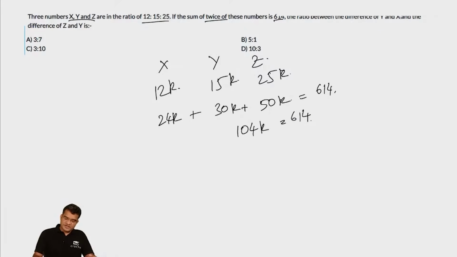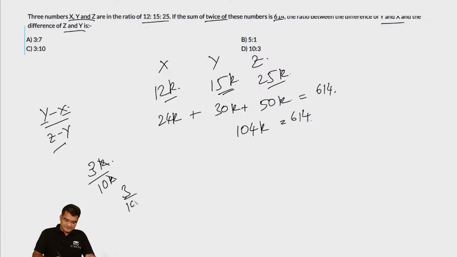We are asked to find out the ratio between the difference between y and x, that is y minus x, divided by the difference between z minus y. Y we assumed is equal to 15k and x is equal to 12k. So y minus x will be equal to 3k and z minus y will be 25k minus 15k, which is 10k. So the required answer is 3/10. So the correct option is option C.